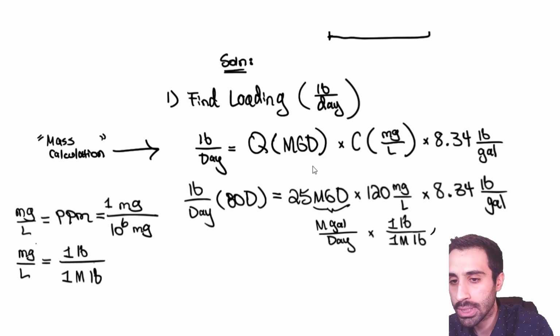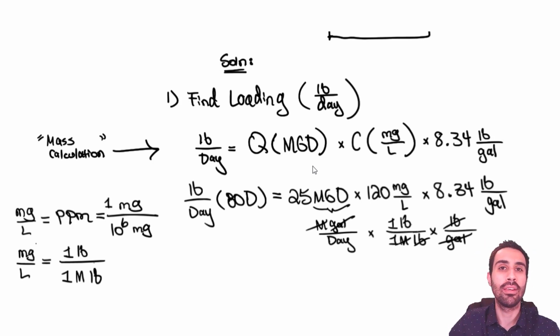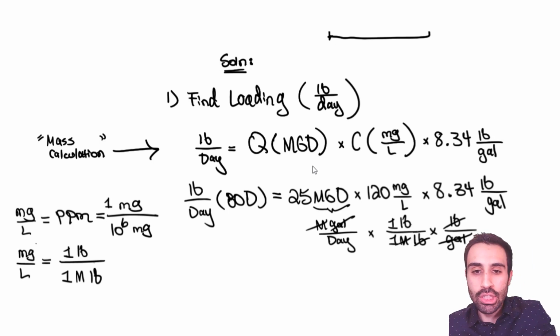And let me do this, multiply this by pound per gallon. That you don't mess with. Now notice what happens. The gallons cancel, the M part cancels, the million, and the pounds cancel, and at the end we get pound per day. That's what we have. So now let's do that calculation.